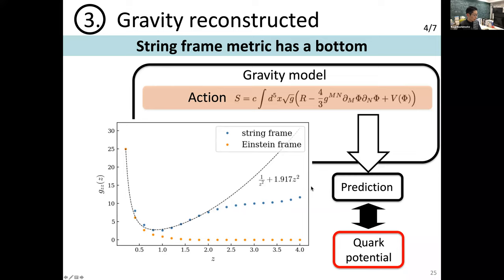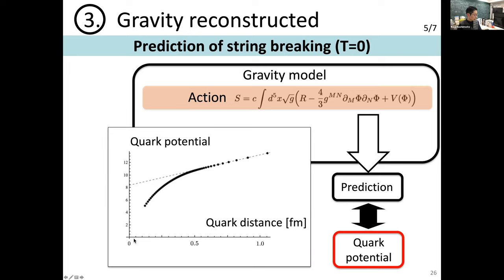If you compute the Wilson loop from this string frame metric, then the result looks like this. The horizontal axis is the quark distance, and the vertical axis is the quark potential. So it has a nice linear potential. So it's confining. That is interesting. So we started from B prime, the emergent metric given by the rho meson mass. So the rho meson mass alone determined this model completely and predicted this linear potential of the Wilson loop.